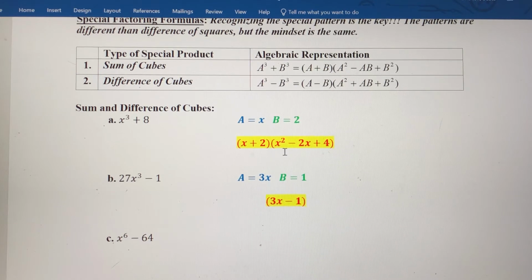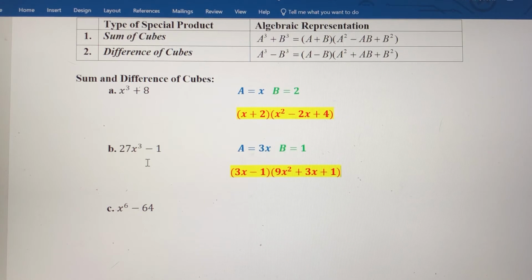Reminder, our trinomial comes from this binomial. So I'm going to square this, 3x. When I square 3x, I get 9x squared. I'm going to multiply these two terms together. 3x times negative 1 is negative 3x. Change the sign, so I get positive 3x. And then square the last term here, and I get positive 1. So that's the complete factorization of 27x cubed minus 1, okay?